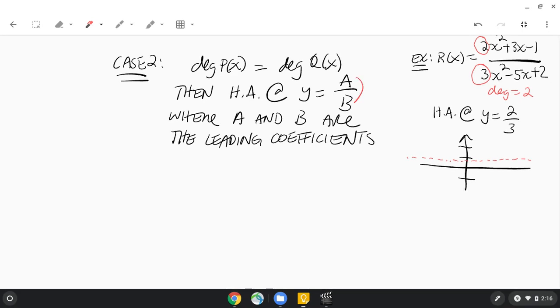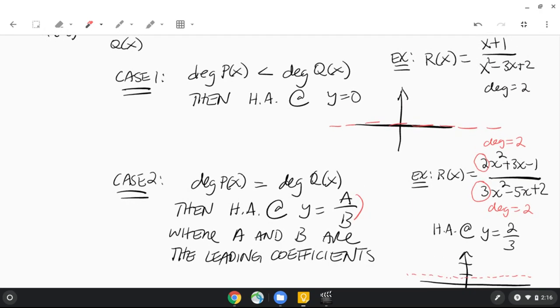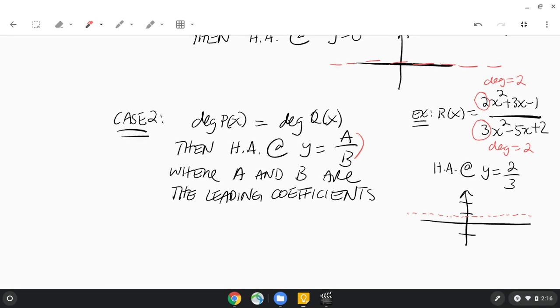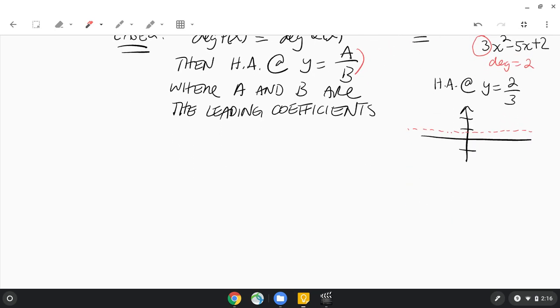So that's case 1 and case 2. Case 1, the degree is smaller on top. Case 2, the degrees are the same. There is no case 3 in that sense, because if the degree on top is larger, you don't have a horizontal asymptote. You actually have an opportunity to do long division, and that's where you have the slant asymptote. So case 3, where the degree on top is larger, produces a slant asymptote.